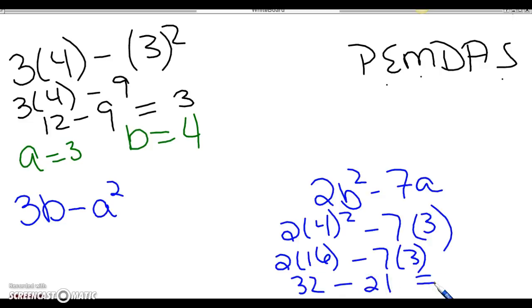And so the last step will be to subtract, and I get 11. I hope that this helps.